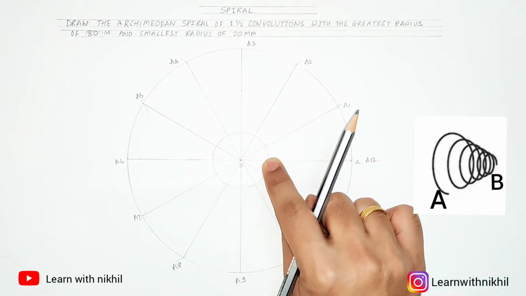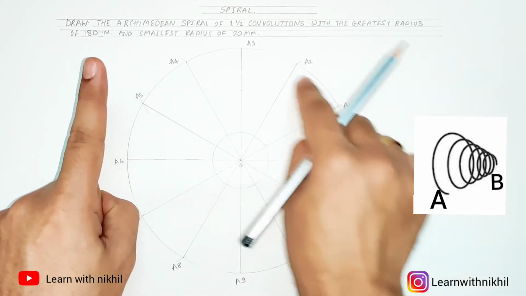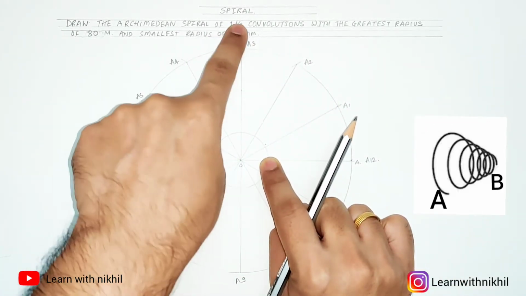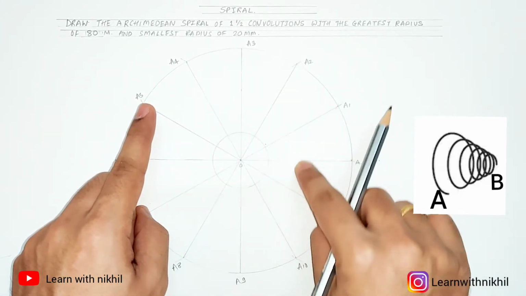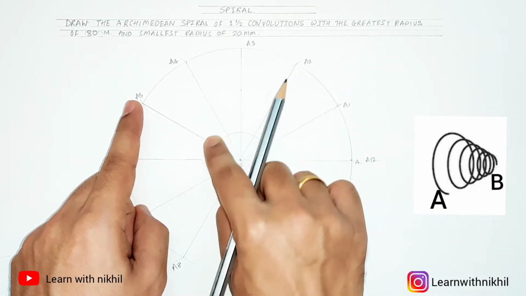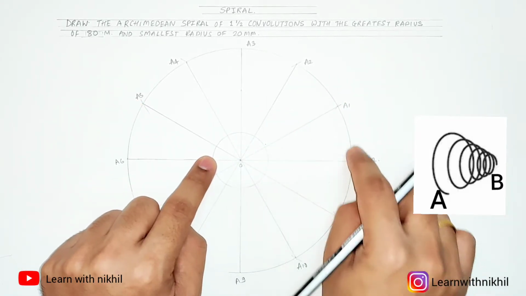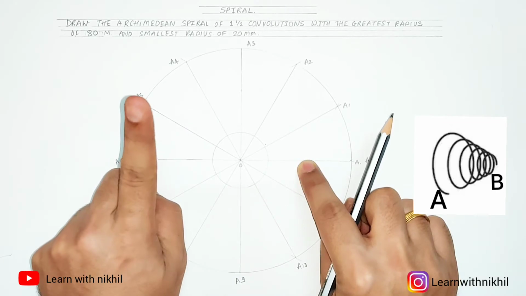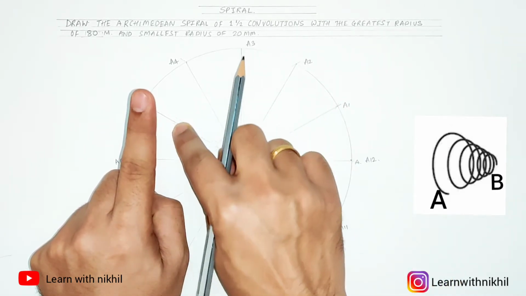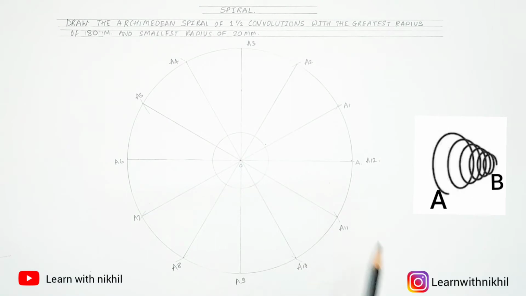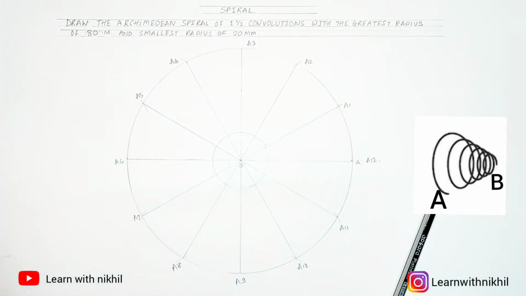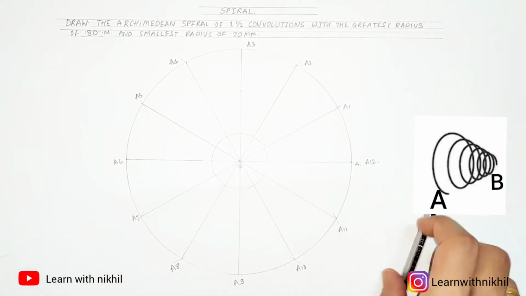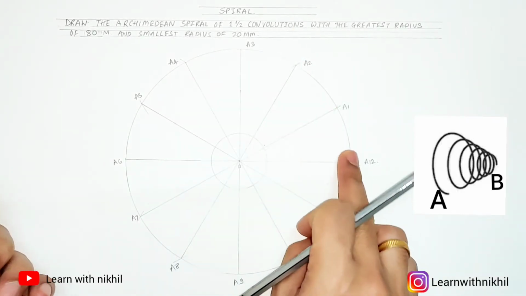Now the spiral for 1.5 convolutions. This is 1 convolution, and for half, this is 1 plus half, again till here. So till here it will be 1.5 convolutions. This is 1 convolution and this will be half convolution. So in the exam it can be given anything. Here we have given 1.5 convolutions, so we have to consider 1 plus half. So we'll start from A.